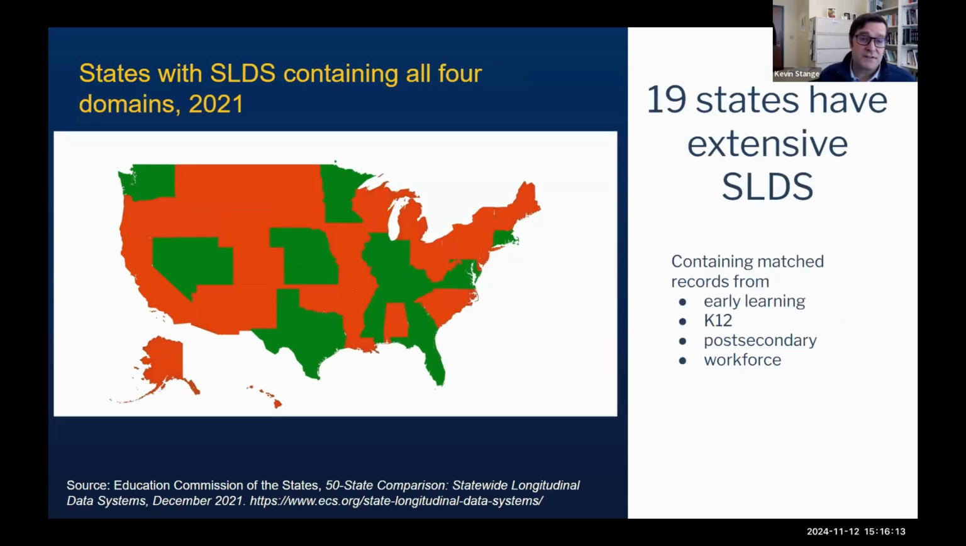A lot fewer states have data from all 4 of these domains linked together. The report from the Education Commission of the States listed 19 states that had linkages across all 4. My understanding is that that's maybe a bit of an overstatement, because I work a bit with the workforce data, and I don't think that's as easy to get in this many states. But anyway, this gives you just a broad picture.